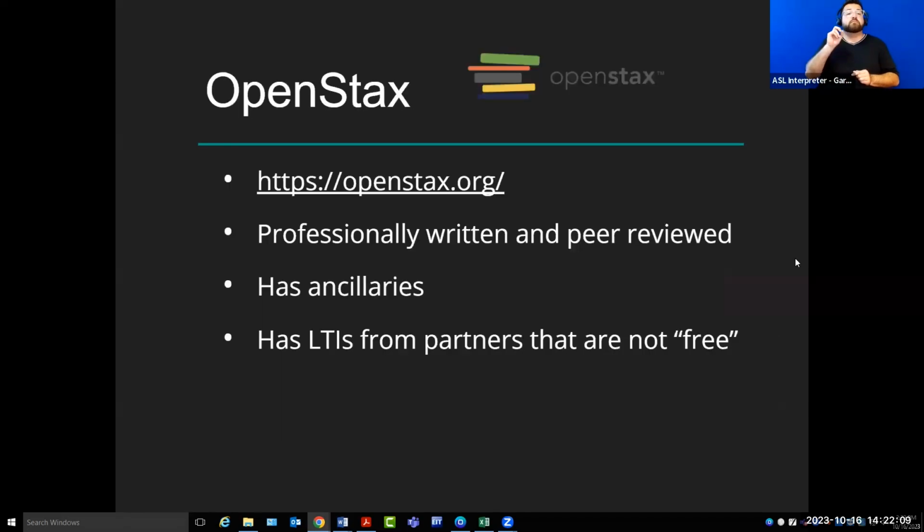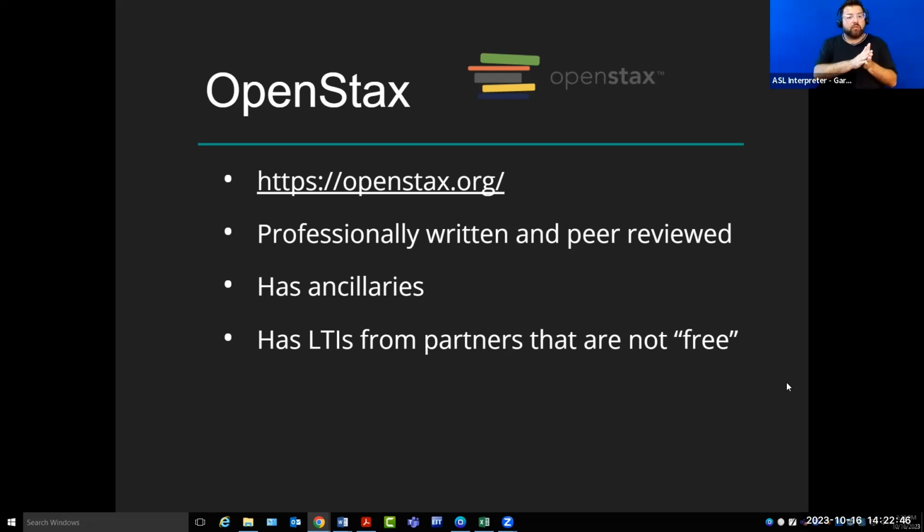And then the next one is OpenStax, and this is a real popular one. A lot of people have heard of OpenStax. These are professionally written and peer-reviewed. The great thing about OpenStax is that if you do find a textbook that you like in OpenStax, they have a lot of ancillaries that go along with them, including PowerPoints, test banks, all kinds of good stuff.